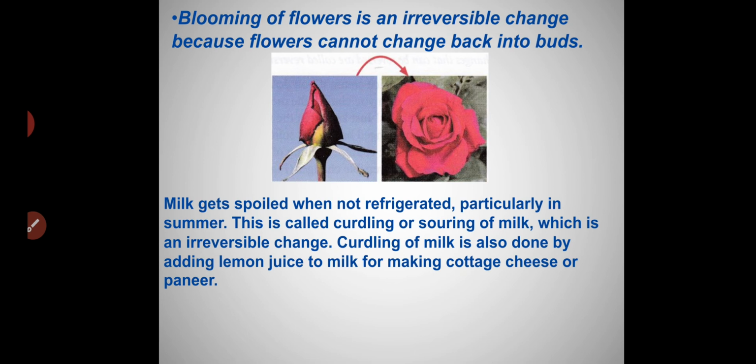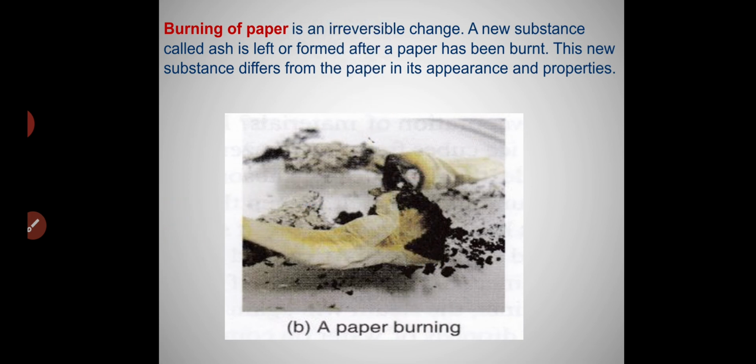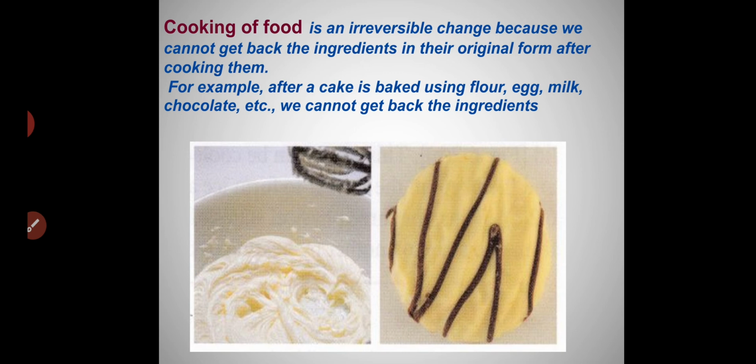Now blooming of a flower also. A bud is converted into a flower. Never does it become a bud again. Yes. Now see, burning of paper is also an irreversible change. Paper ash we never convert into paper. Flour is converted into biscuits, right? These biscuits we cannot convert back into flour.